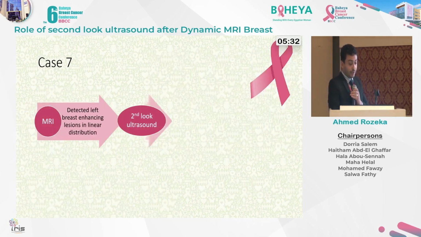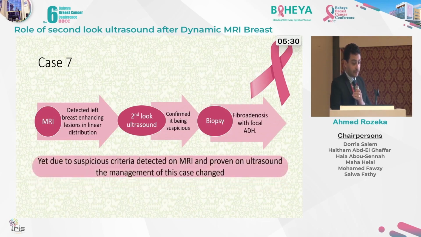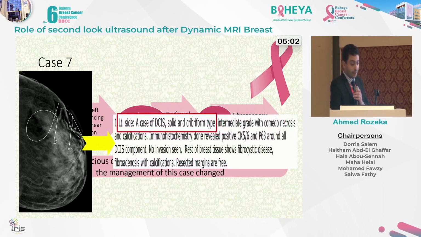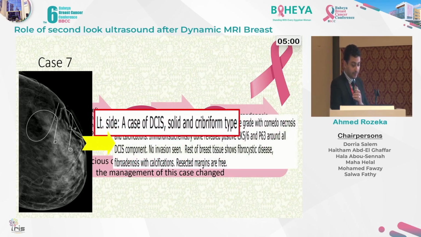Again, a recap and the final decision. This case detected left breast enhancing lesions in a linear distribution. Cyclic ultrasound confirmed it being suspicious. Biopsy turned out to be fibroadenoma with focal ADH. Yet, due to the suspicious criteria on MRI that were confirmed on ultrasound, the management of this case changed. In the MDT, they decided to wire localize the suspicious area. It was ultrasound guided, and the pathology turned out to be DCIS.